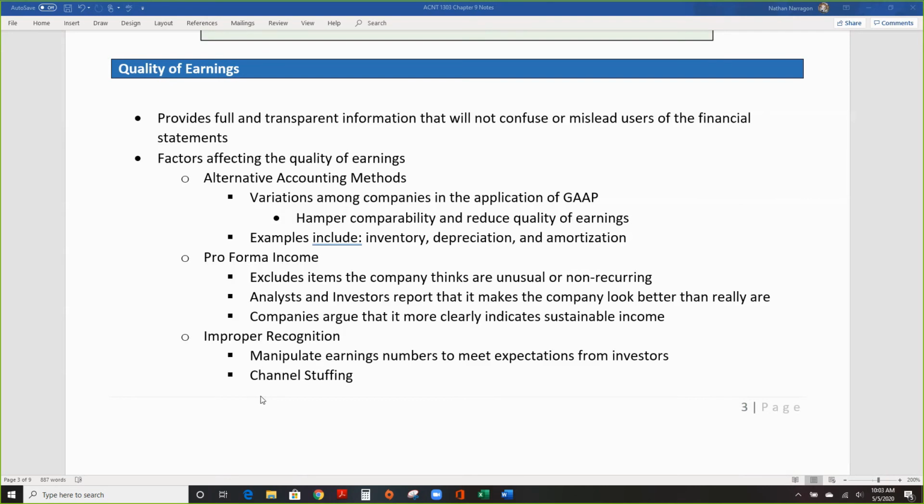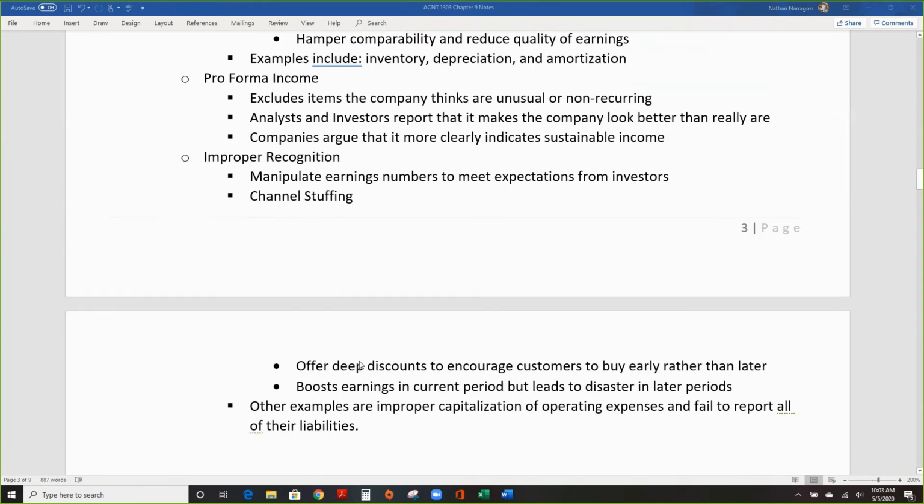Basically, we're going to, again, start playing with the numbers a little bit, maybe sell a little bit early, or make a lot of stuff to show that our income's really good, when it's not really. And this brings us into channel stuffing, which offers deep discounts to encourage customers to buy early rather than later. Again, they're trying to boost up sales.